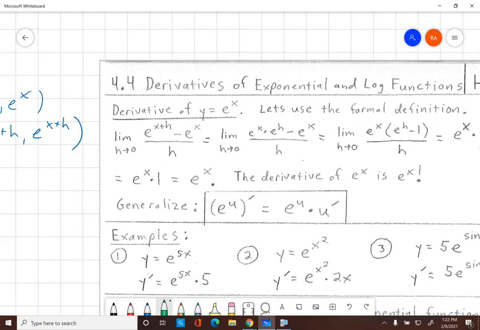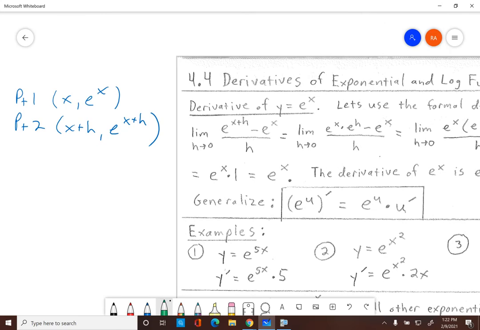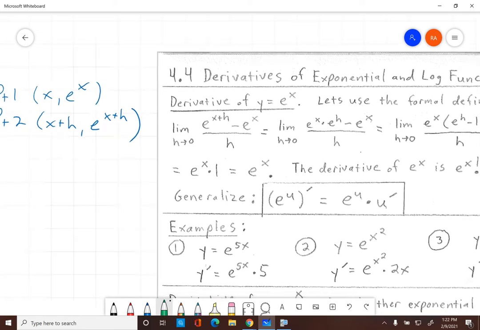So that's when we take our 2 points, take the point x, plug that in, you get e to the x. You plug x plus h in, and you get e to the x plus h. And then you do y2 minus y1 over x2 minus x1. So we wind up with this. We want those points to get really close to each other, so we take the limit as h approaches 0 of this.